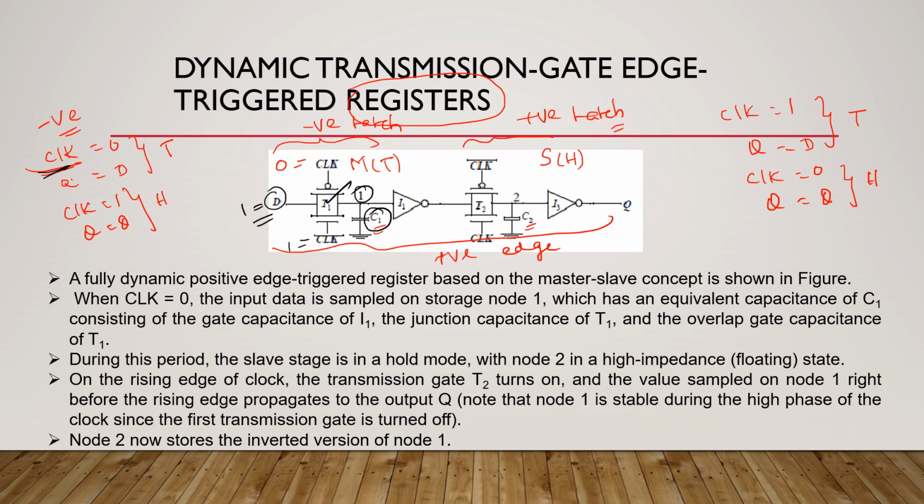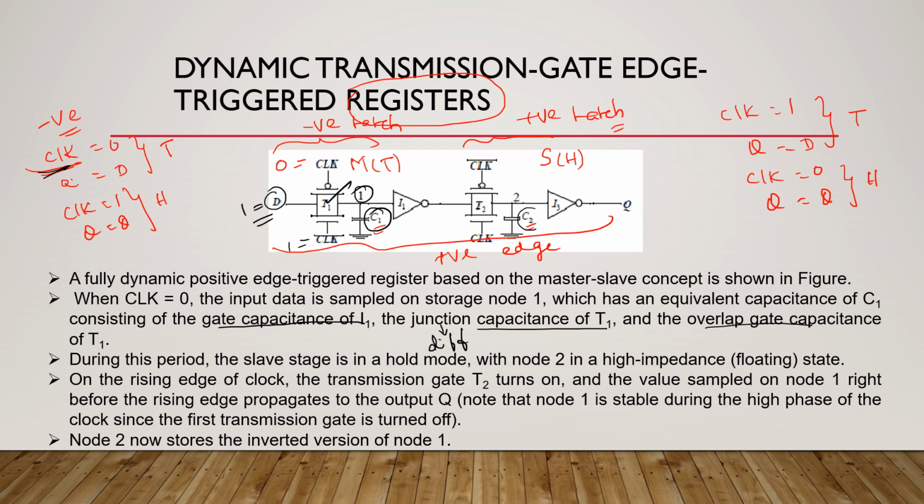This 1 will be stored by this capacitor C1. This capacitor is nothing but the capacitance due to this inverter I1, right? This is the gate capacitance of the inverter I1. See here, gate capacitance of the inverter I1, junction capacitance of the transmission gate T1. Junction means it is nothing but a diffusion capacitance. Diffusion means drain as well as source are called diffusion, as well as overlap capacitance of the transmission gate, right? So these three capacitances, if you add them, you get the equivalent capacitance C1.